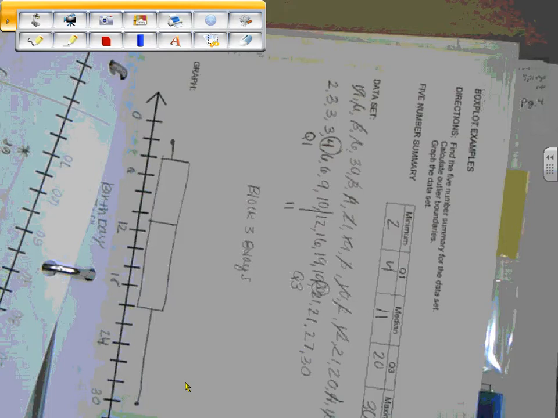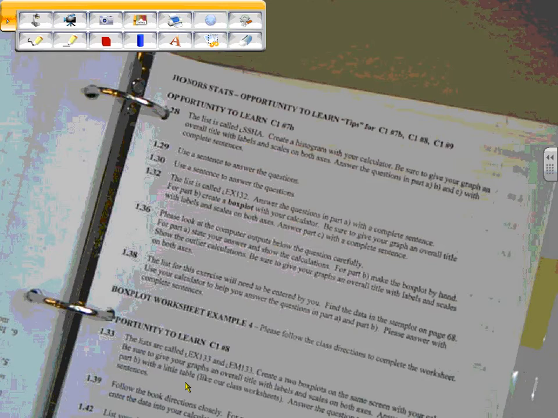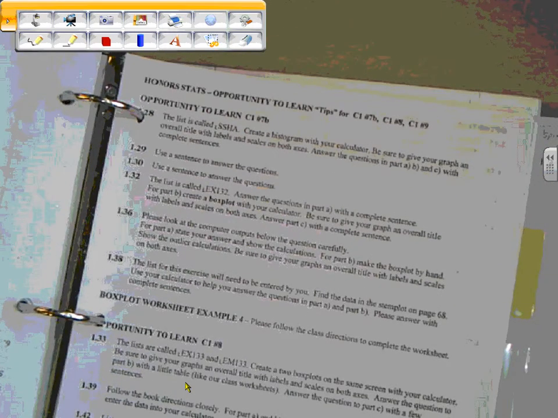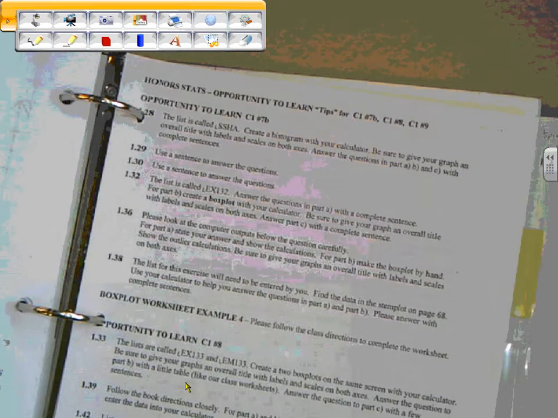We have next our box plot worksheets, and one packet has 4 of those worksheets, plus probably a separate one that we did in class. You may have your teeny tiny box plot in here. Then we have a tips sheet for assignments 7, 8, 9.